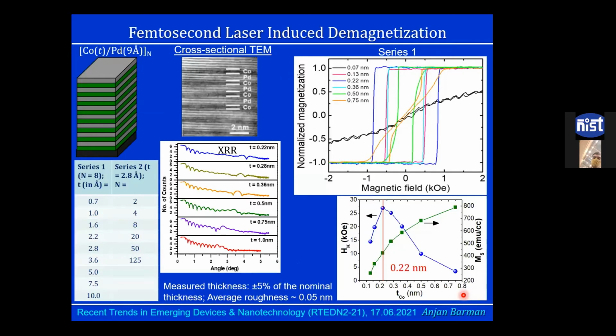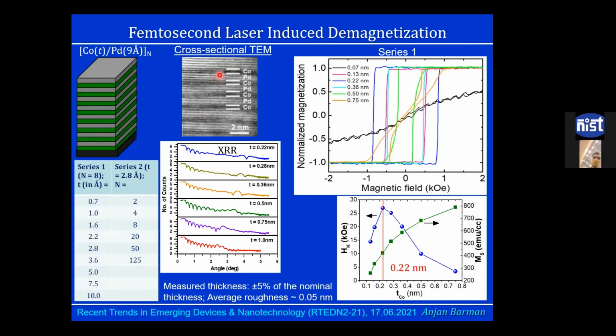So we did this study. It actually started more than 10 years back, and we had this cobalt palladium multilayer. Here, cobalt thickness T is varied from 0.7 to 10 angstrom in one series, keeping n equal to 8. And in another series, we kept T equal to 2.8 angstrom, and then we varied the number of bilayer repeats. Okay, so these are two different sets of samples.